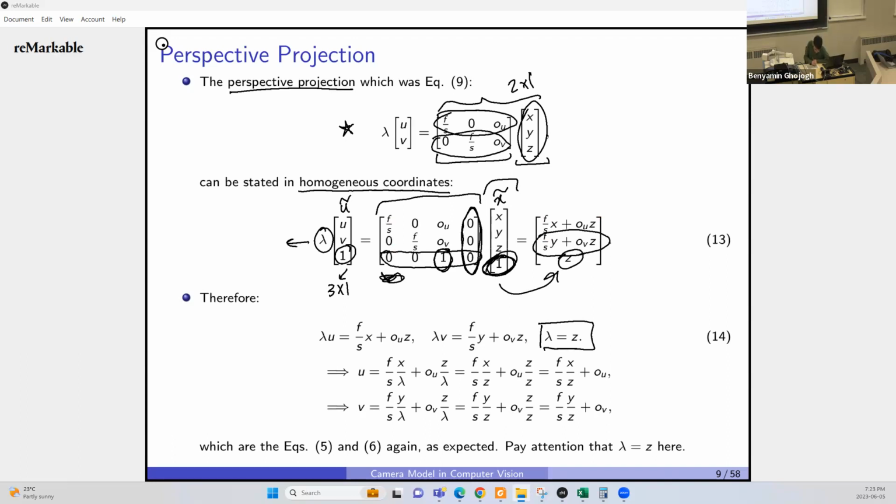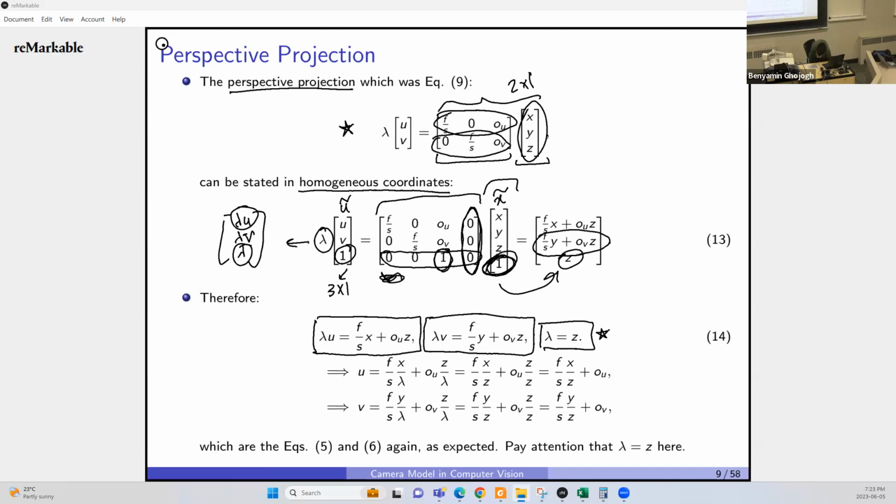Here, in the left-hand side, we have lambda u, lambda v, and lambda, right? So this lambda equals z. And also, lambda u equals f over s x plus ou z. And lambda v equals f over s y plus ov z. Do you agree with equation 14? That's exactly equation 13, obtained from equation 13.